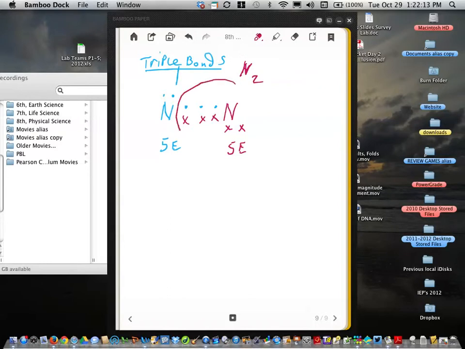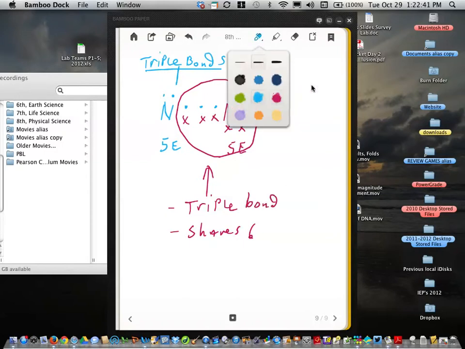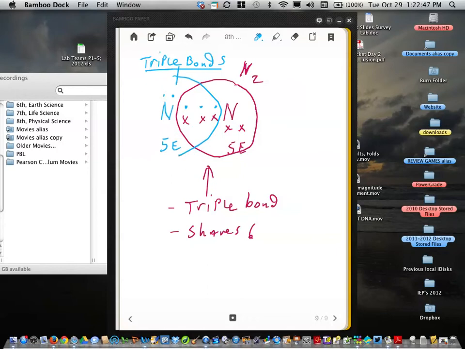I'm going to draw a circle around this nitrogen and count it up. So 1, 2, 3, 4, 5, 6, 7, 8. This is a triple bond. It shares 6 electrons. Now I'll draw the circle around the other one just to add them up and make sure. This nitrogen feels like it has 8 as well. 1, 2, 3, 4, 5, 6, 7, 8.